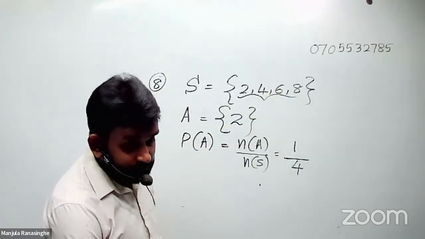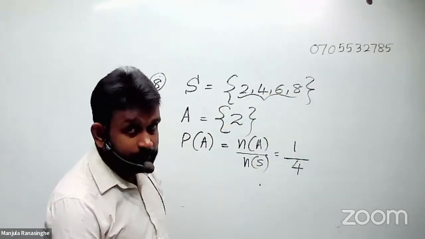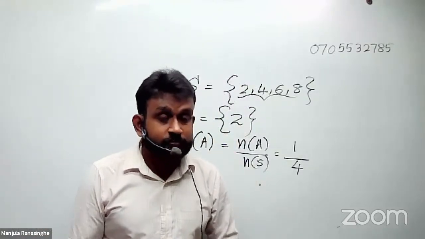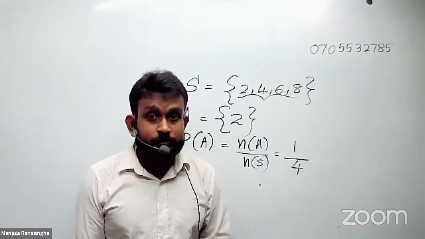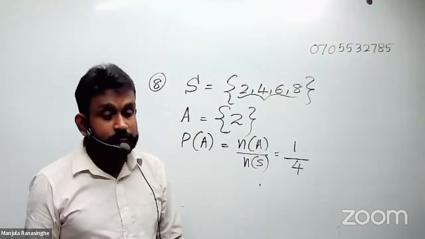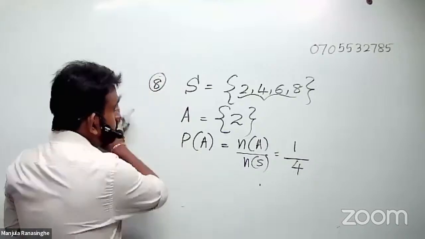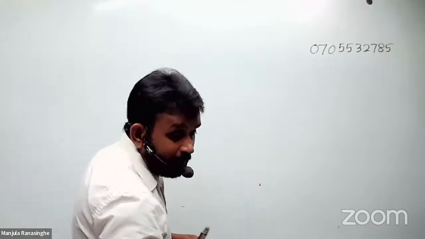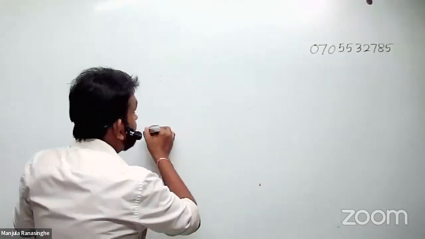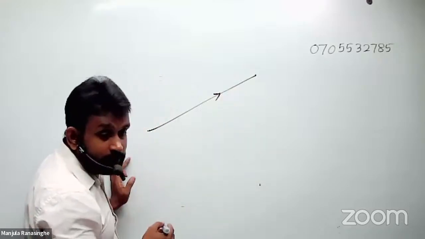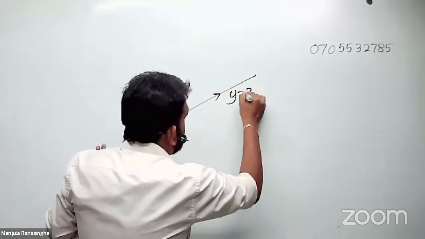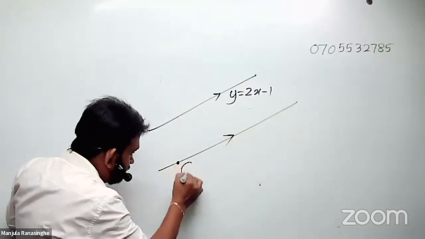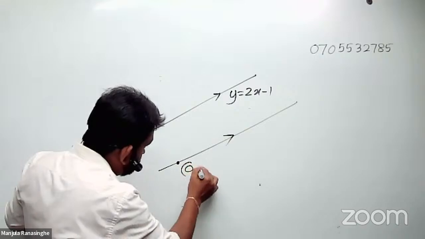Now we are moving to question number 9. This is important. We completed the graph part 1. Write the equation of the straight line that is parallel to the given straight line and passes through the point 0, -2. Last time in the theory part, we discussed the parallel concept. Here we have a line with the equation y equals 2x minus 1, and another line parallel to that passes through the point 0, -2.